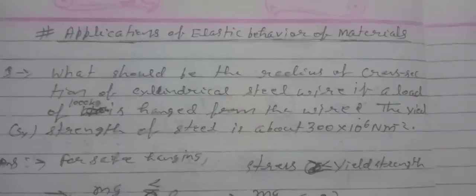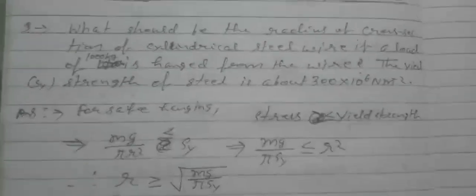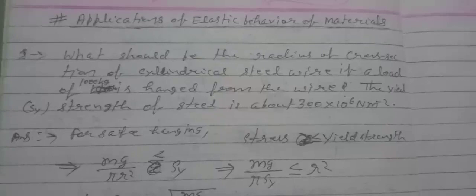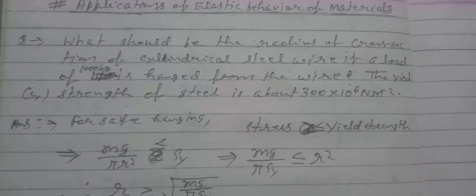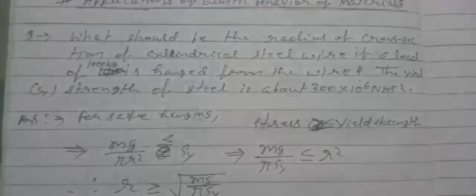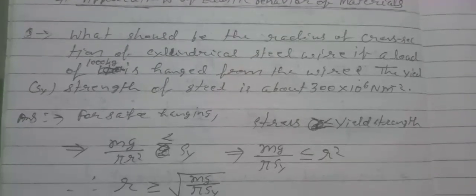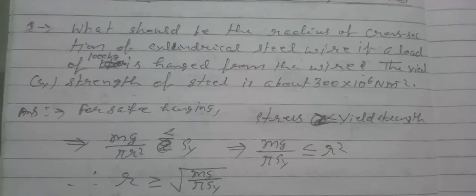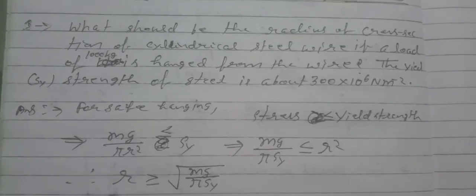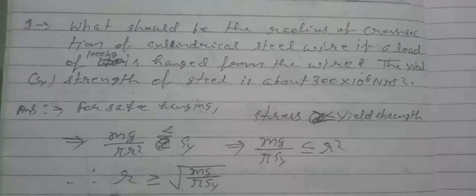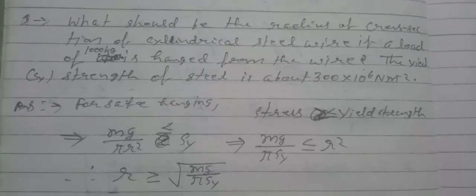Application of elastic behavior of materials. Question: what should be the radius of cross section of a cylindrical steel wire if a load of 1000 kg is hung from the wire? The yield strength Sy of steel is about 300 into 10 to the power 6 newton per meter squared.